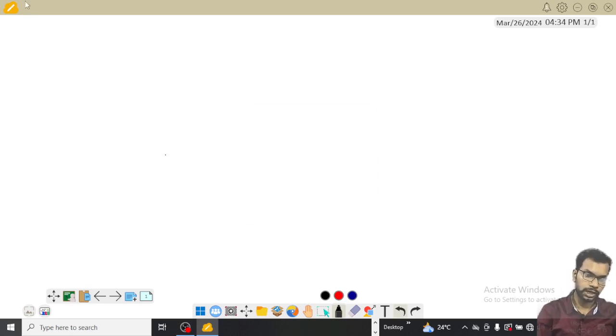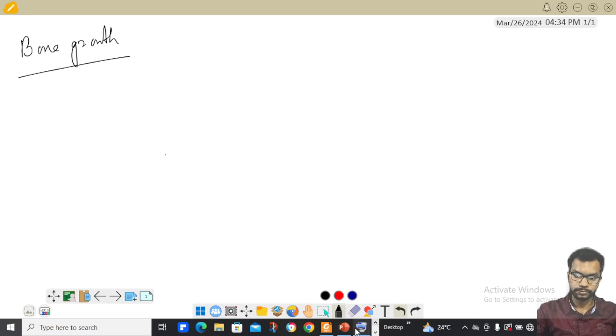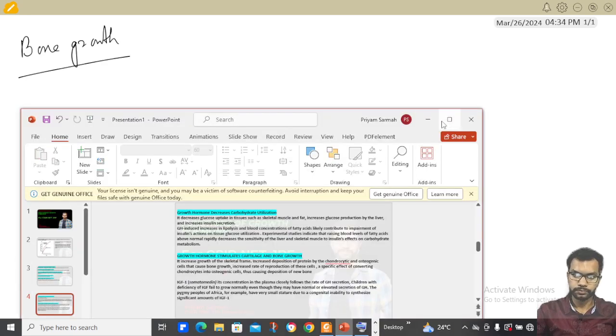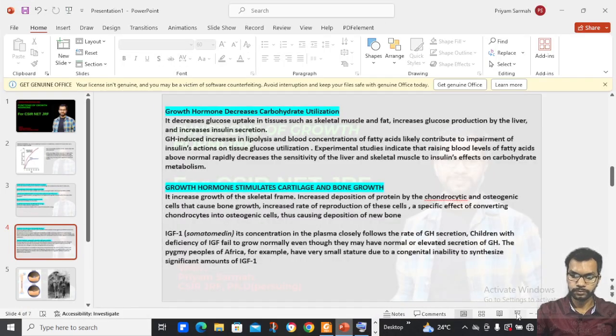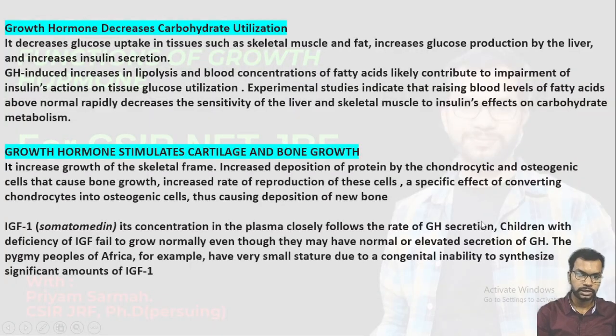So see, bone growth, how it works. Bone growth increases the skeletal frame. It occurs through deposition of protein by chondrocytic and osteogenic cells. First of all, what will it do? It will deposit protein. How protein is deposited, we have already discussed.